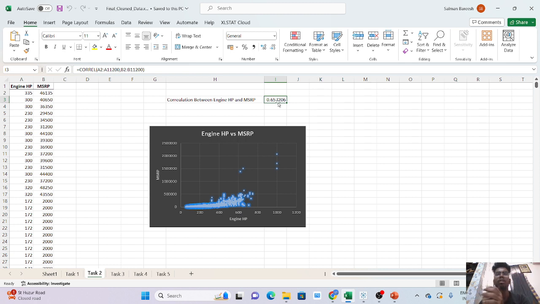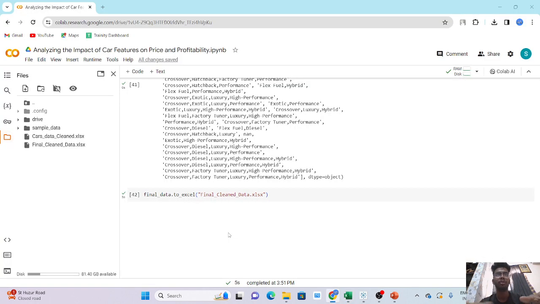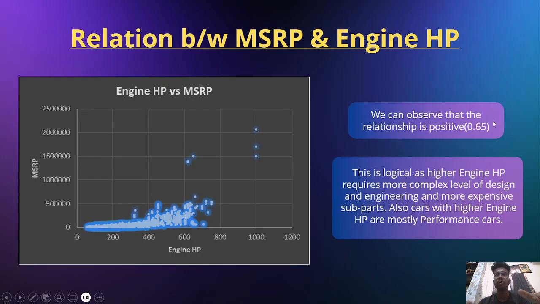You can see that the correlation is quite a strong positive correlation. It is 0.65, and you can also see in the plot that when the x-axis increases, the y-axis also increases. When the engine HP increases, the MSRP also increases. So we can observe that the relationship is positive, 0.65. This is logical, as higher engine HP requires a more complex design and engineering and more expensive parts. Also, cars with higher engine HP are mostly performance cars.